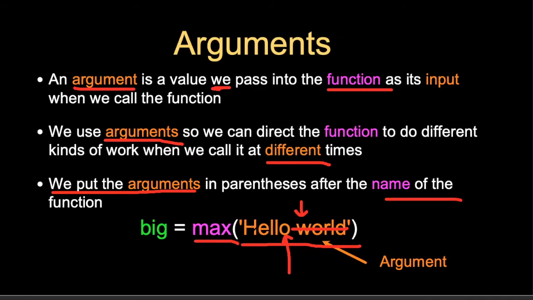Just remember that the parentheses are necessary. If you don't have parentheses, then max is simply a variable. But because you have parentheses, this signifies that you're calling a function. You have probably heard in some other programming books or online that people call it a method. So what is the difference between a function and a method?